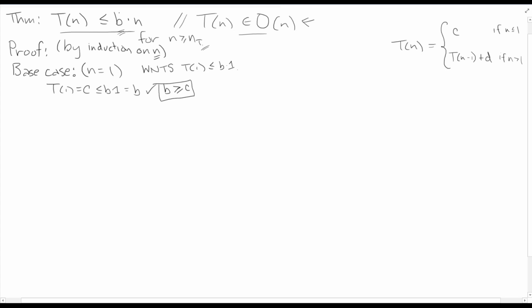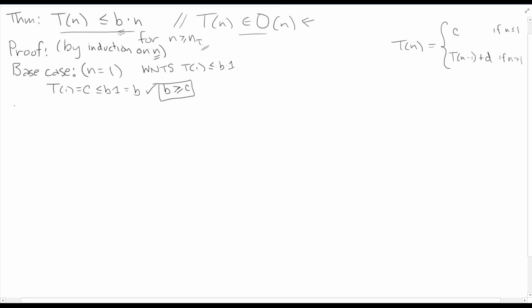And remember, by the definition of theta, or big O in this case, we get to pick what b we use, as long as it's positive. So far, this is just one condition on b. We might get some more as we go. As long as we can satisfy this condition, we're done with the base case.